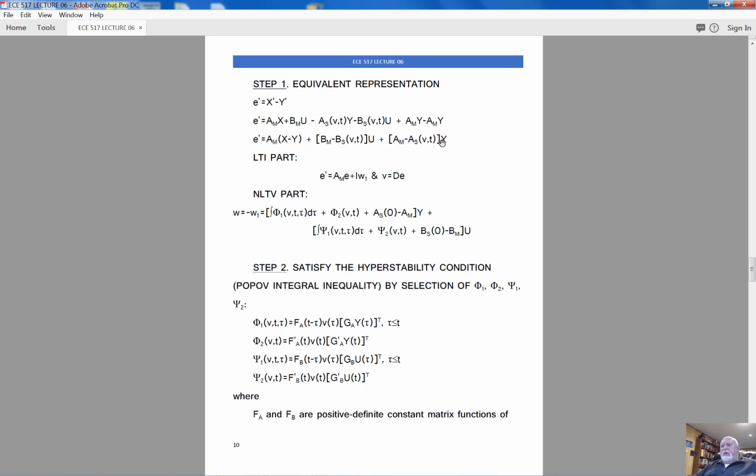I'm working on this expression now. Instead of A system, I use this part, minus AM, so I reverse signs in this expression, because we have a negative feedback system, by the way. And this part is represented by this expression, and again, the sign is inverted, because we're dealing with a negative feedback system. Something like this.